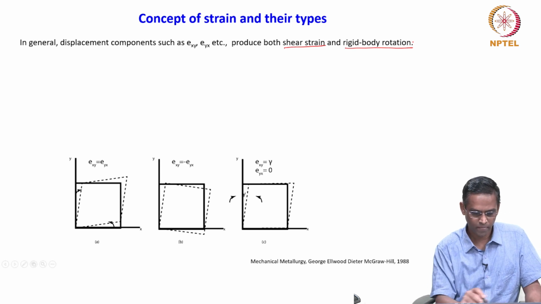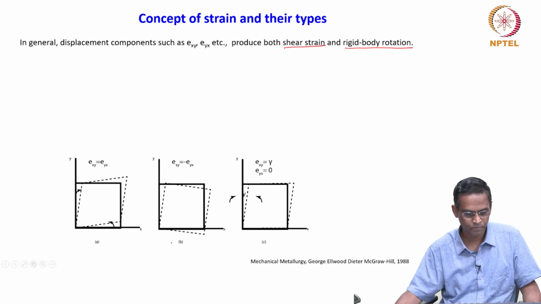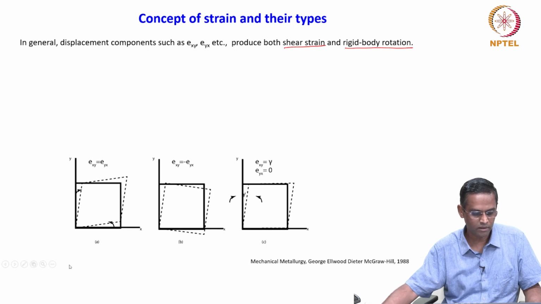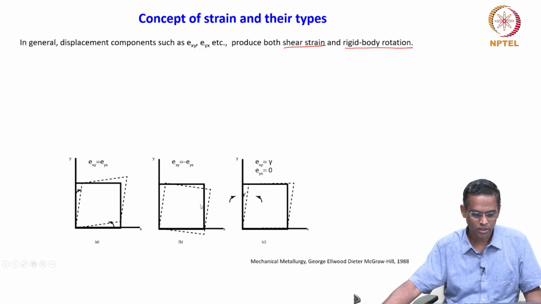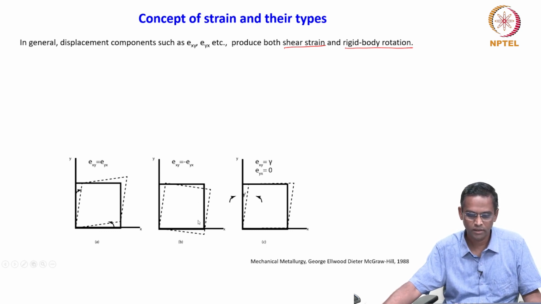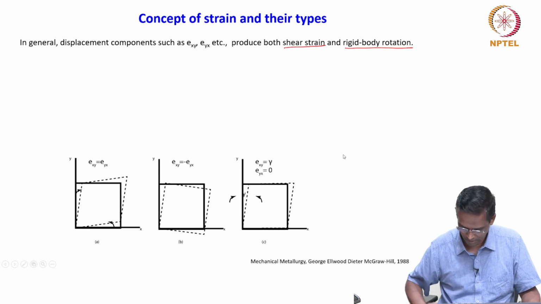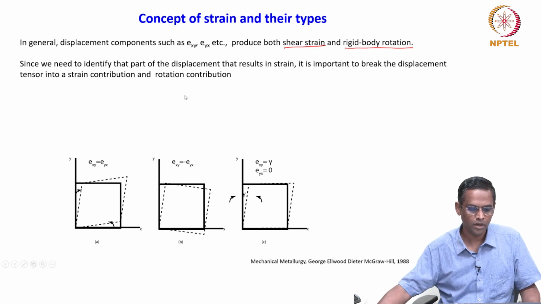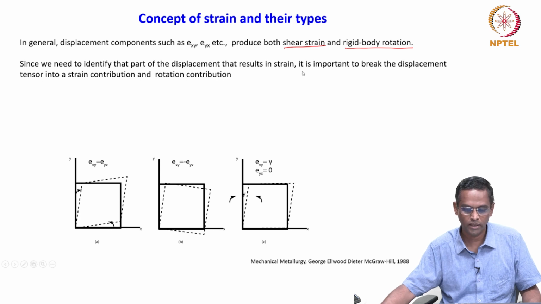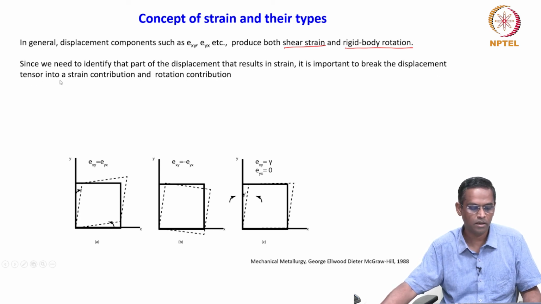So, look at this figure A, B, C. The one which we have just now seen is simply an angular distortion, but here it is not a distortion, it is simply a rotation, right, and here it is a simple shear, right, just a simple shear. So, how do we distinguish these things? Since we need to identify that part of the displacement that results in strain, it is important to break the displacement tensor into shear contribution and rotation contribution.